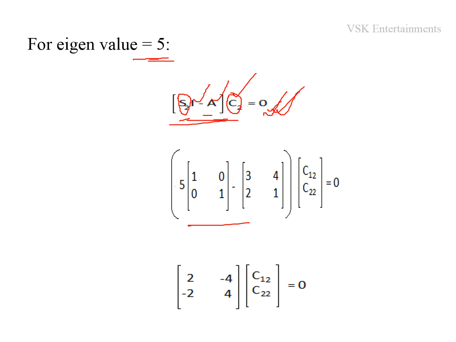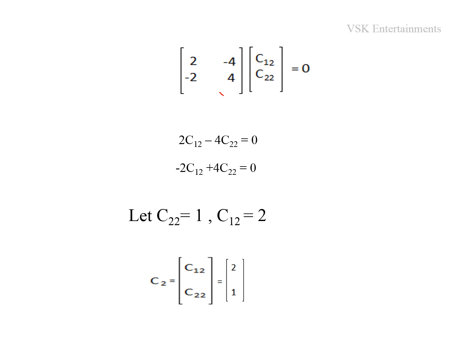Then we are going to get this one. That is 5 into the identity matrix of order 2 by 2 minus the system matrix into the eigenvector. Now simplify this entire equation. That is 5 into 1, 5 minus 3, that is 2. 5 into 0, 0 minus 4, that is minus 4. 5 into 0 is 0 minus 2, that is minus 2. 5 into 1 is 5 minus 1, that is 4, into the matrix C12, C22 is equal to 0. These are the resultant matrices.